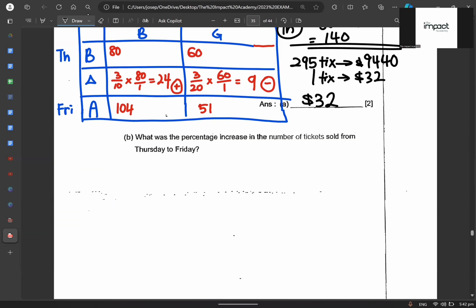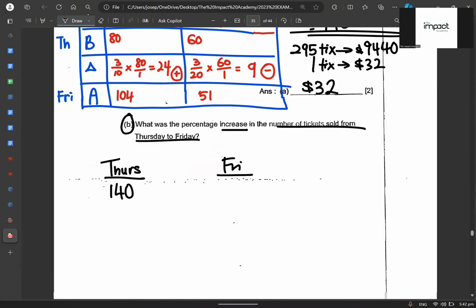Okay, let's talk about B, which again asks for the percentage increase in the number of tickets sold from Thursday to Friday, right? So I was looking at this, and I realized Thursday was 140. Friday became what? 155. So you see the jump? The jump is how much? 15. True? So what should I always do?